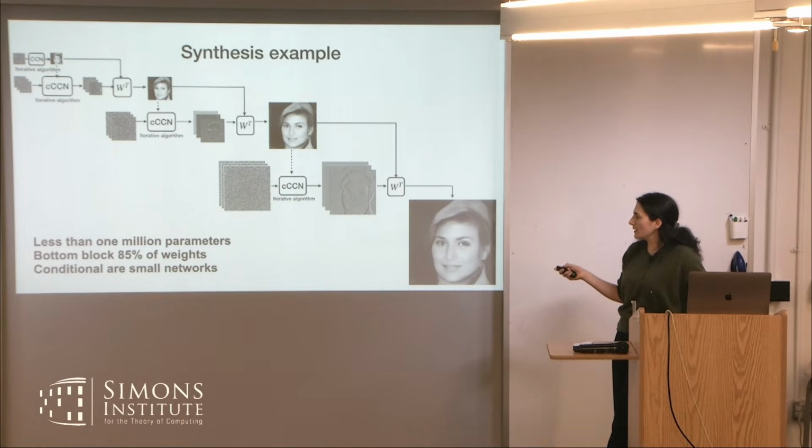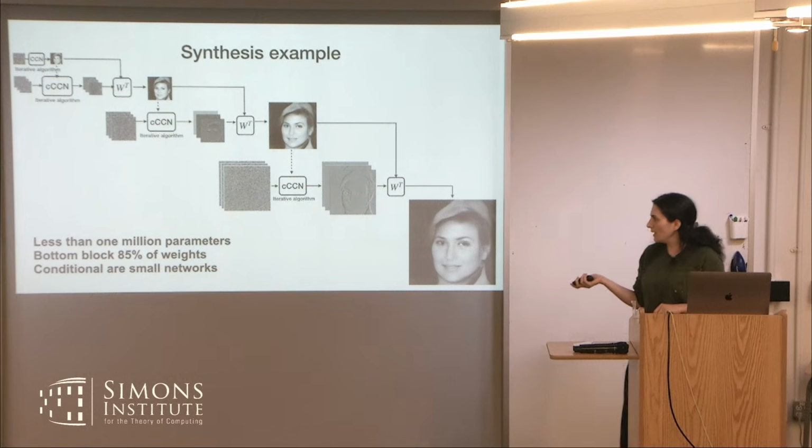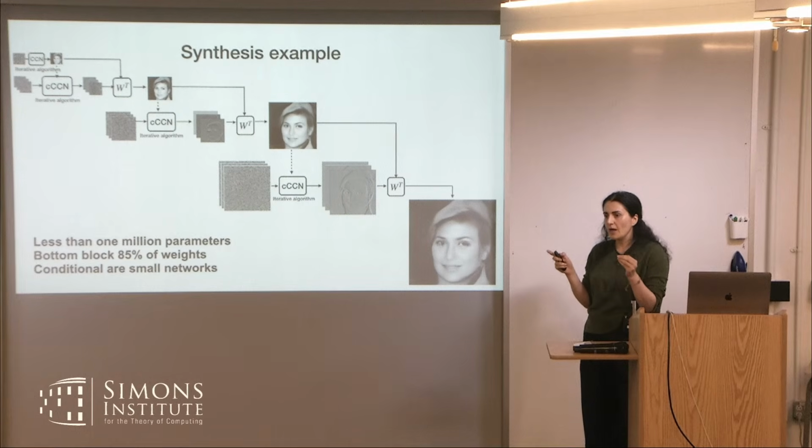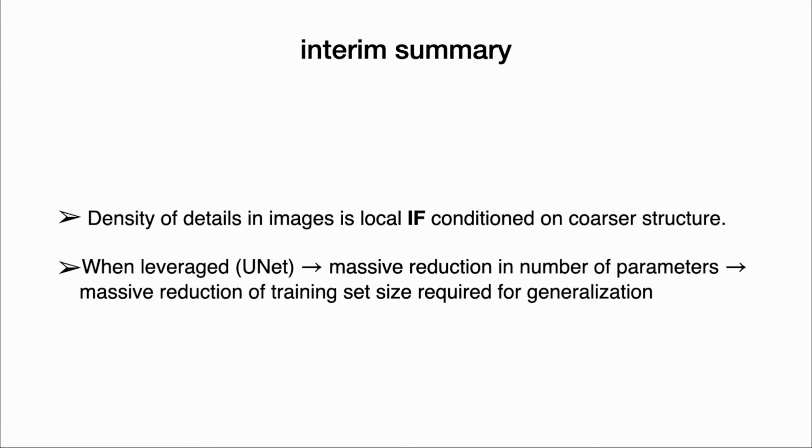So what is the takeaway from this part? The takeaway is that if you leverage an inductive bias that is aligned with the structure of the density that you have, you can reduce the number of parameters a lot in your model. And as a result, you can reduce the number of images that you need in order to get to the generalization regime. Right? Okay.